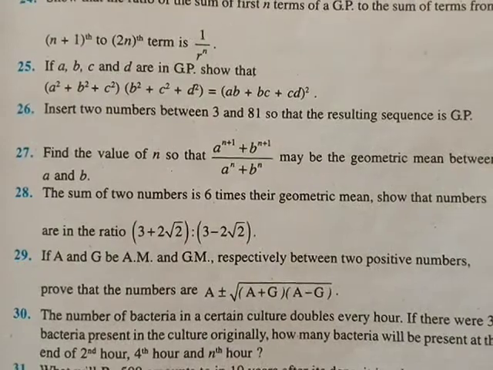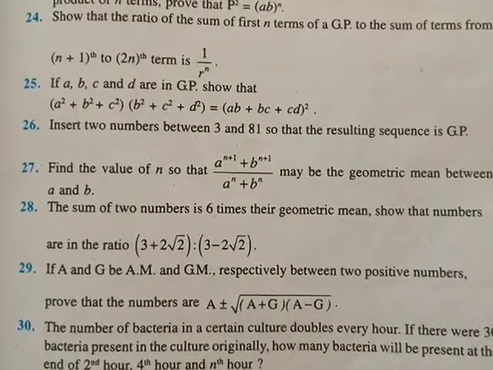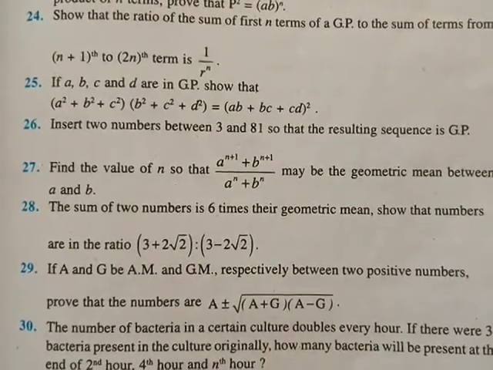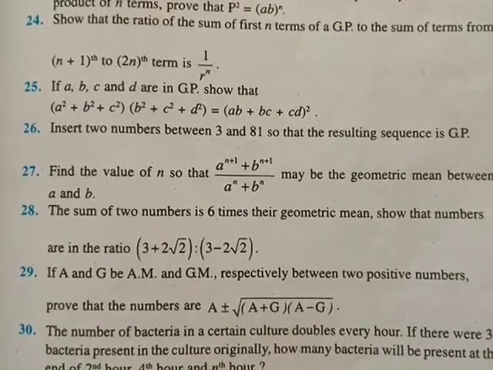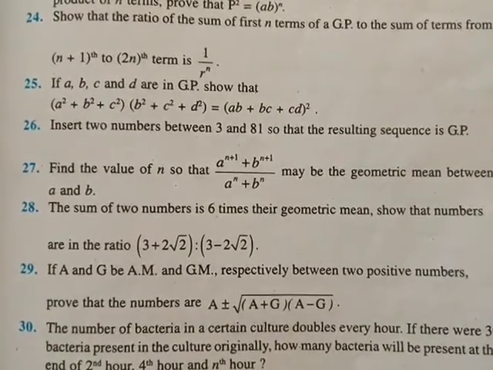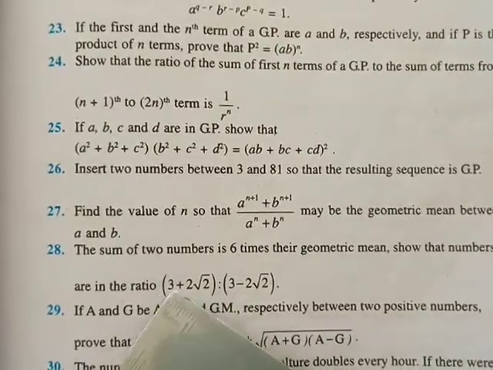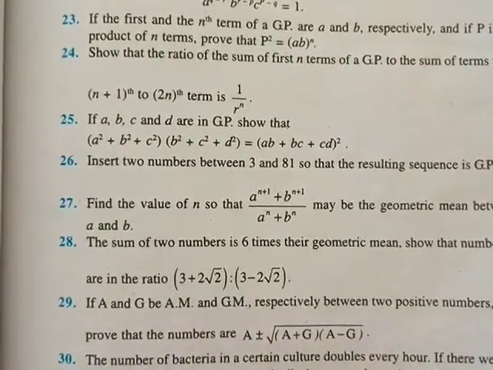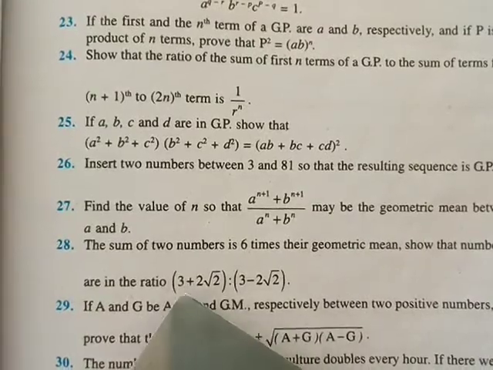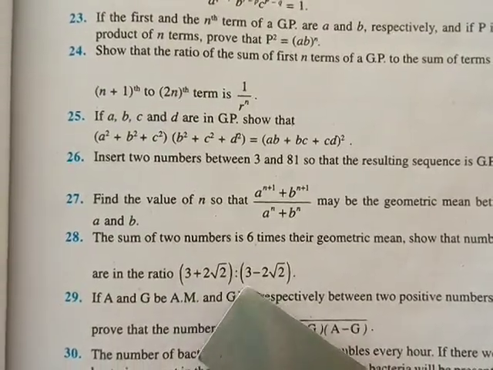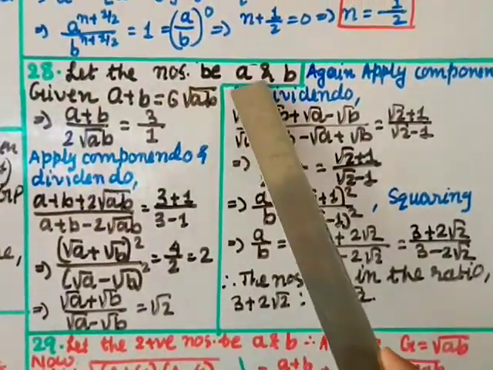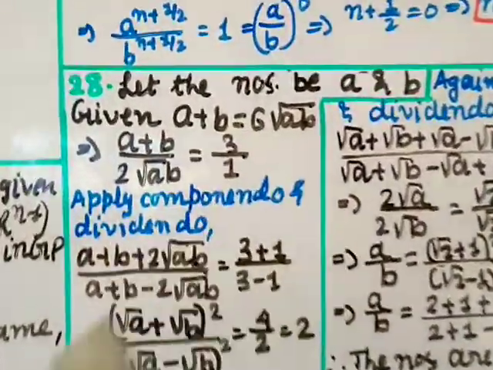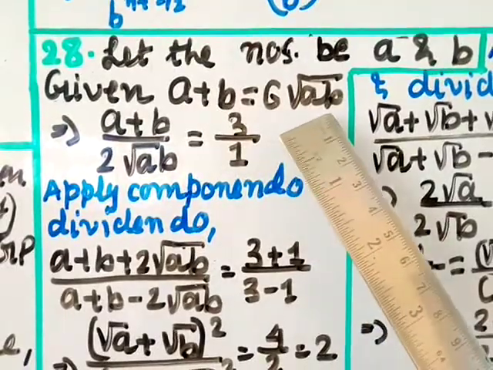Question number 28. The sum of two numbers is 6 times their geometric mean. Show that the numbers are in the ratio 3 plus 2 root 2 is to 3 minus 2 root 2. So we have to show that this is the ratio of the two numbers. Let the numbers be a and b. Given that a plus b equals 6 root ab.